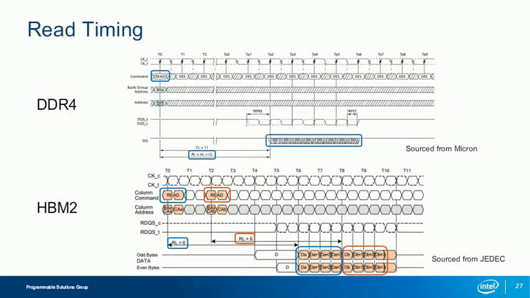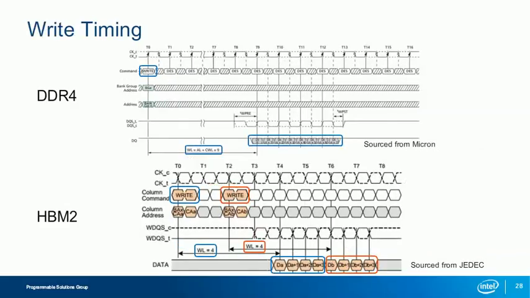Here's a comparison between DDR4 and HBM2 read timing. The double data rate read command is issued, followed by a fixed read latency, before data becomes available on the DQ lines. And here is a comparison of write timing. Again, the write command is issued, followed by write latency cycles before the data is written to memory.